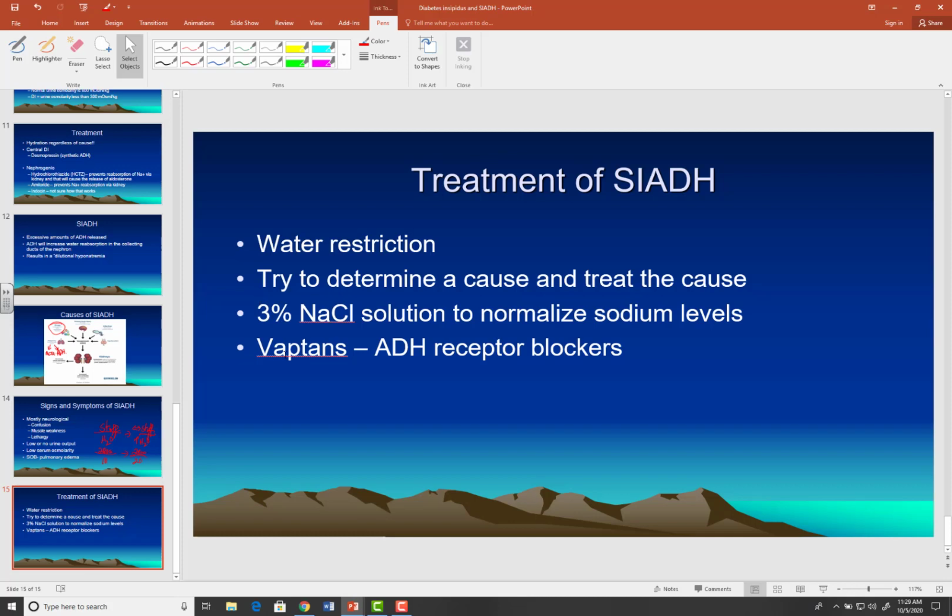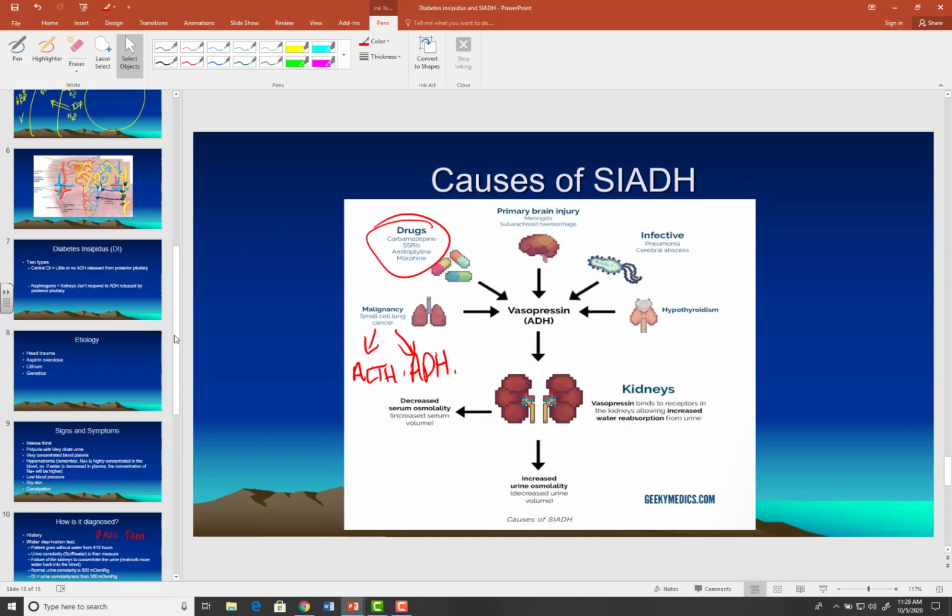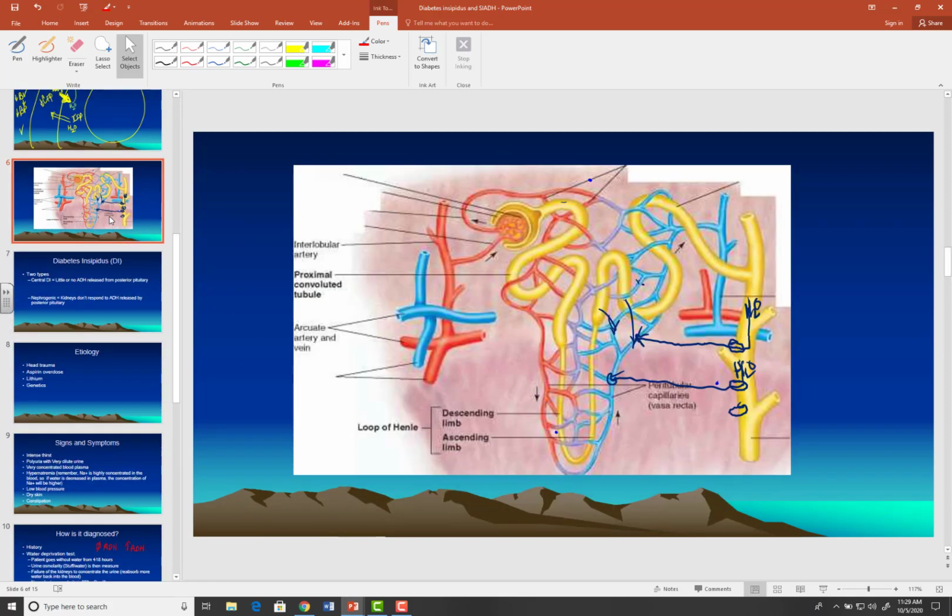And then there's newer drugs called Vaptans, and they're ADH receptor blockers. Now, in the kidney, specifically the nephron, in order to insert these water channels into the collecting ducts, ADH has to bind to a specific receptor. So if you block that receptor, even though you have a lot of ADH, then ADH will not be able to insert these water channels. And as a result, the water will get peed out instead of reabsorbed into the blood.